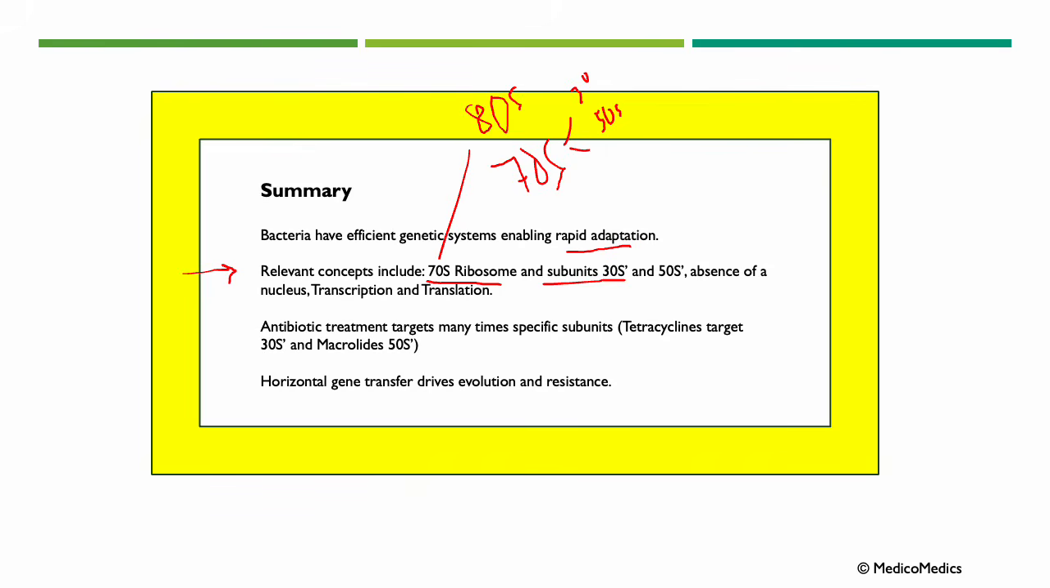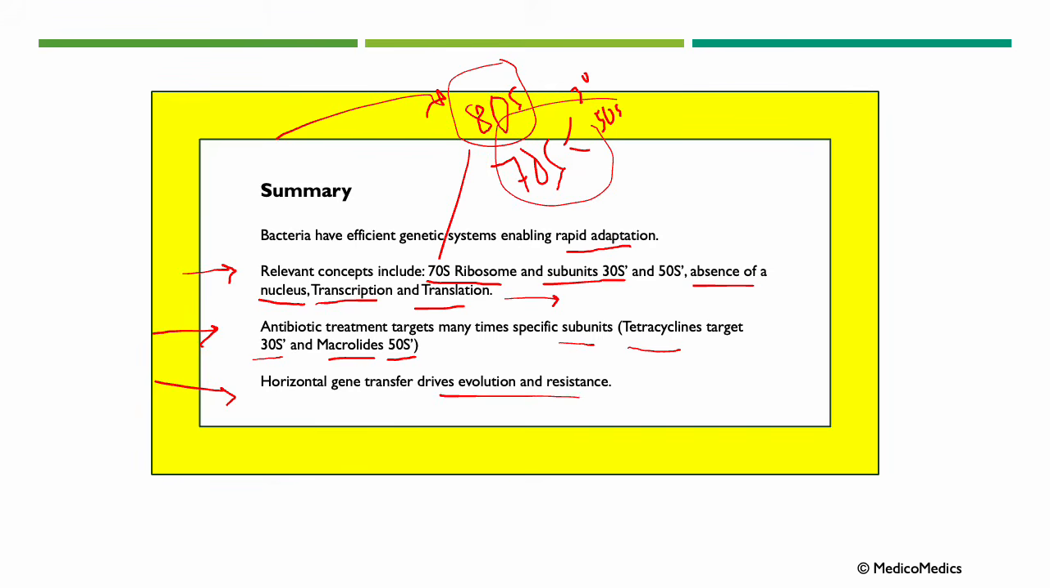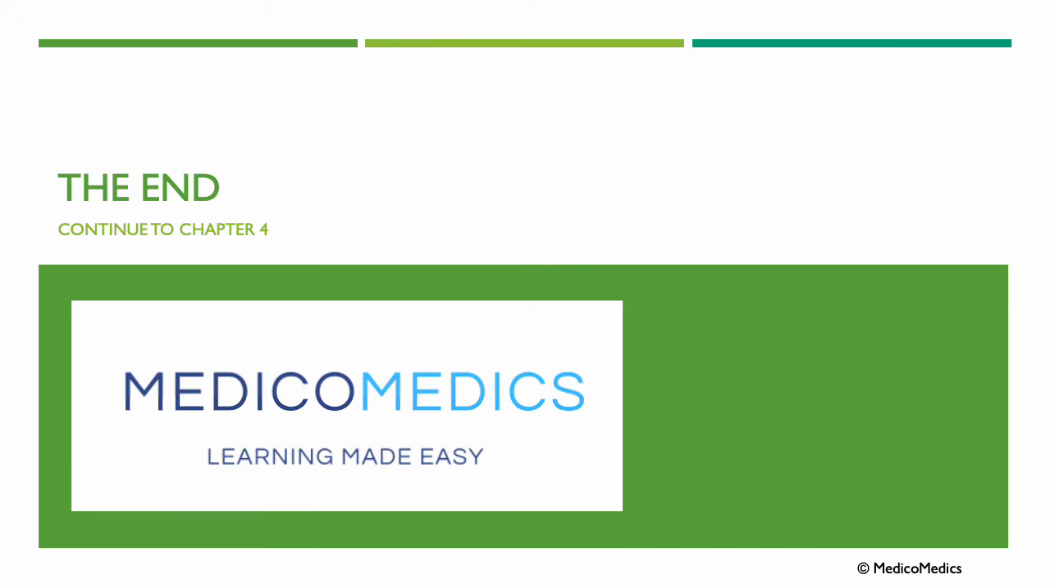Other important concepts: the absence of a nucleus. Eukaryotic cells have a nucleus; bacteria do not. We mentioned transcription and translation, and it's high yield to remember the initiation, elongation, and termination processes. Antibiotic treatment many times targets specific subunits, like tetracyclines target the 30S subunit and macrolides the 50S. Horizontal gene transfer drives evolution and resistance. And that's the end of the lecture. Thank you for listening. Continue now to Chapter 4.